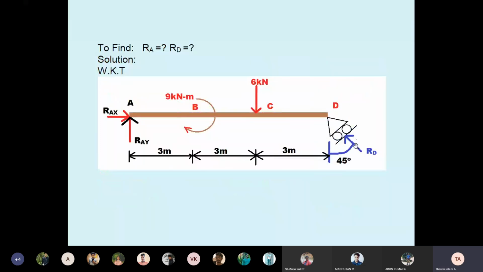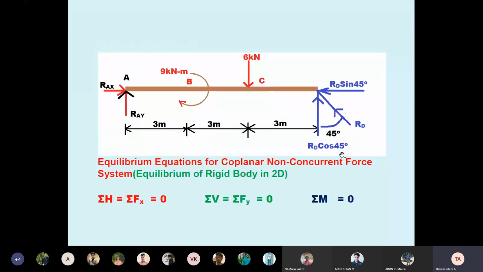RD goes to which direction? RD goes to the second quadrant. What is the second quadrant? X minus, Y plus. Therefore, theta is with the vertical Y axis, so Y is the common cos. So RD cos 45, RD sin 45. And A is a hinged support, so two reactions, RAX and RAY.